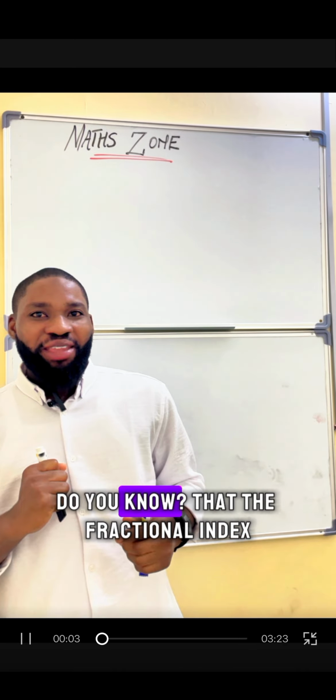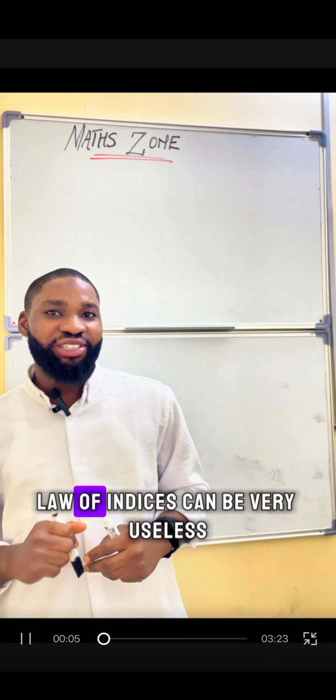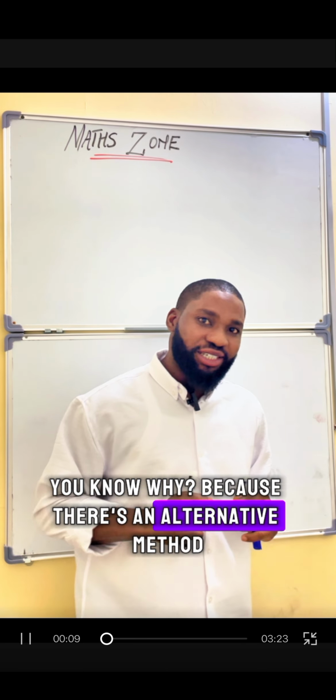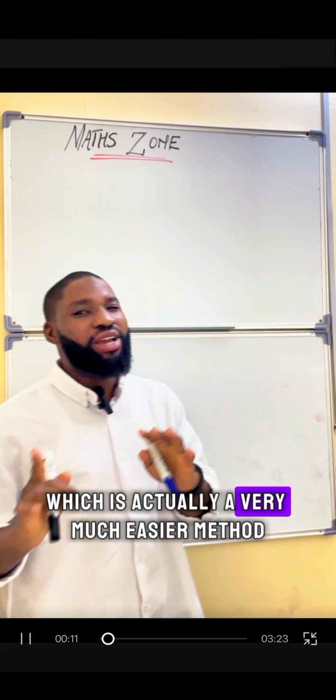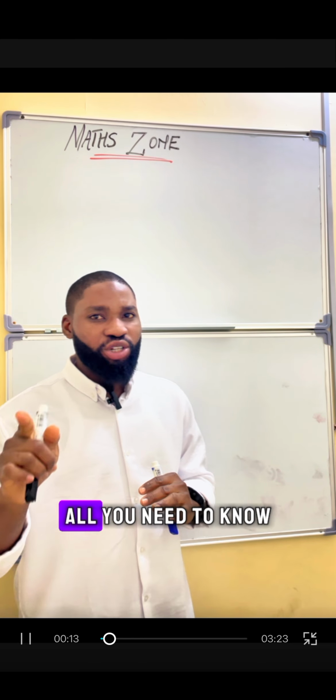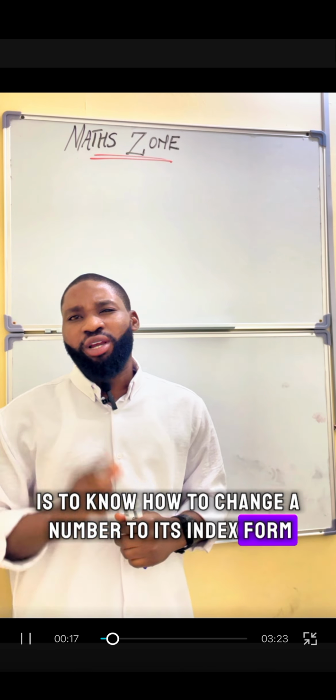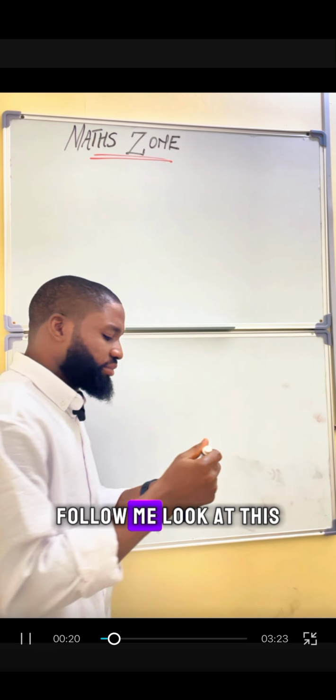Do you know that the fractional index law of indices can be very useless? You know why? Because there's an alternative method, which is actually a very much easier method. All you need to know is how to change a number to its index form. Now, what am I talking about? Follow me. Look at this.